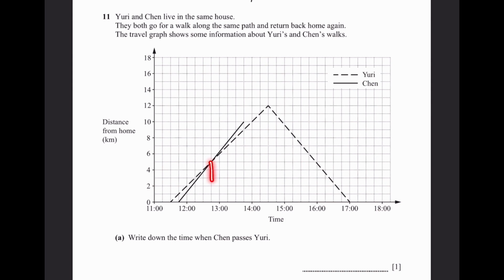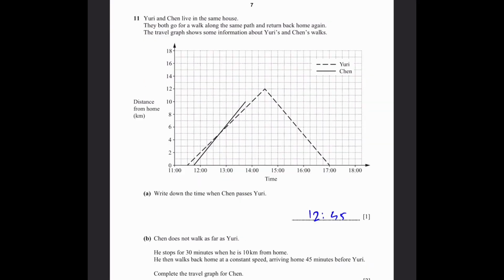And that will be over here, which if we look closely, is 3/4 of the way from 12 o'clock to 1 o'clock. And that's simply 12:45. That's the answer. Part B. Chen does not walk as far as Yuri. He stops for 30 minutes when he is 10 kilometers from home. He then walks back home at a constant speed, arriving home 45 minutes before Yuri. Complete the travel graph for Chen.